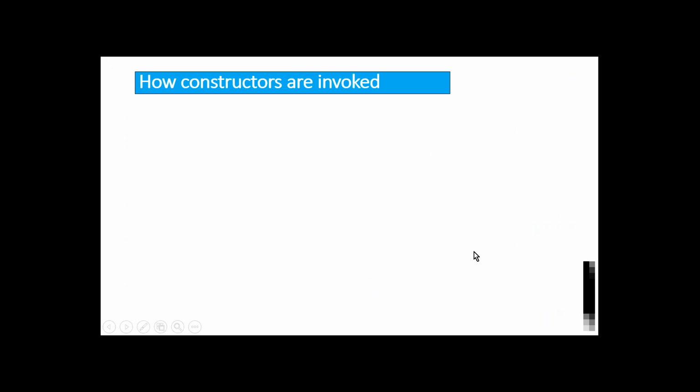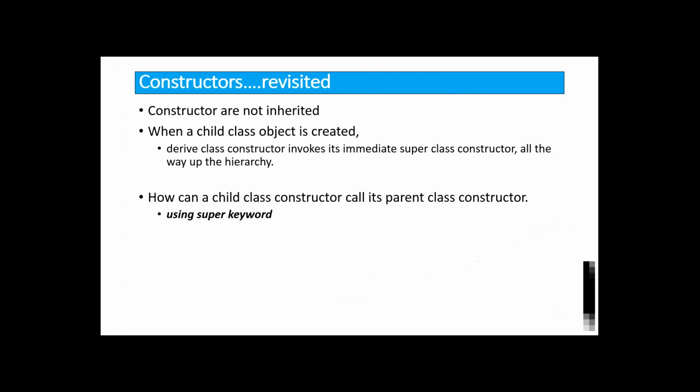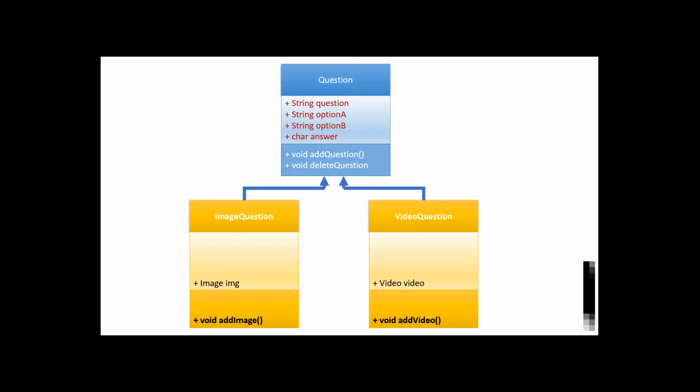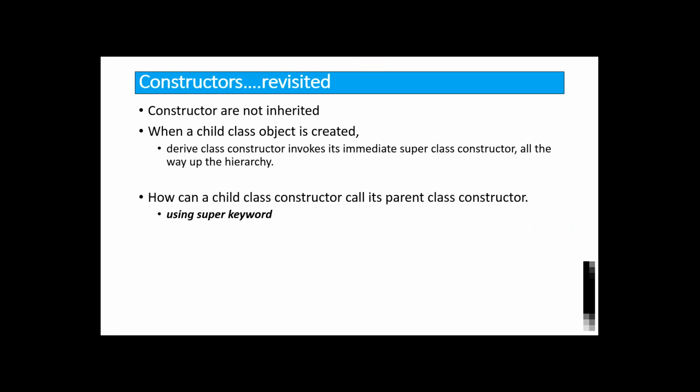Now, next what we have is constructors. Till here we have finished. Now constructors revisited. We have already discussed constructors. So how does this fit into inheritance? We said when you are inheriting one class from another class, the compiler will inherit all the features, that is all the non-private data of the class. But your constructors are not inherited.